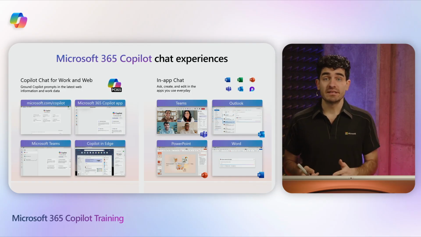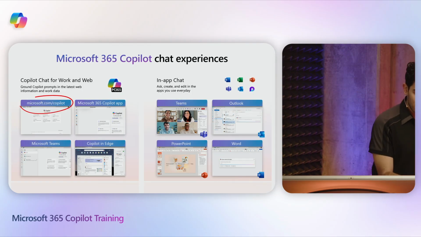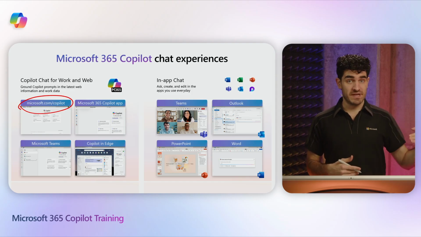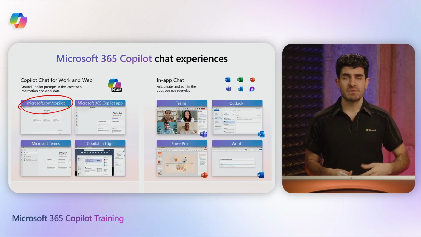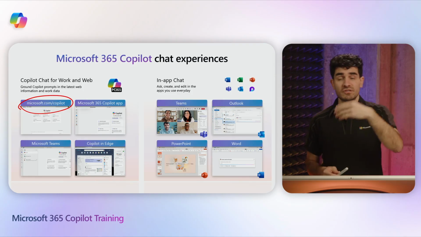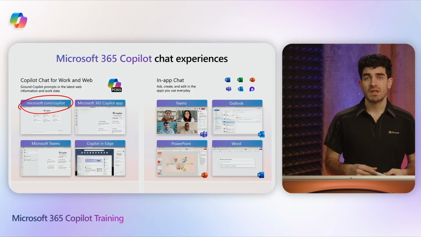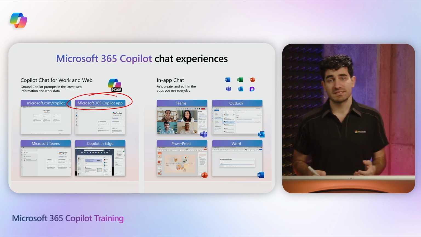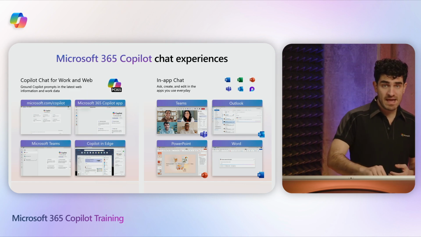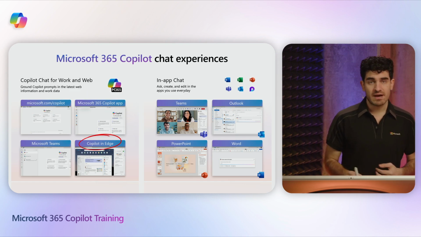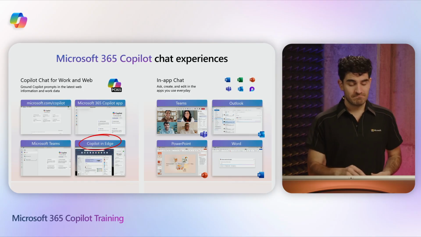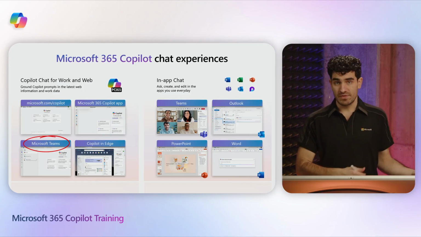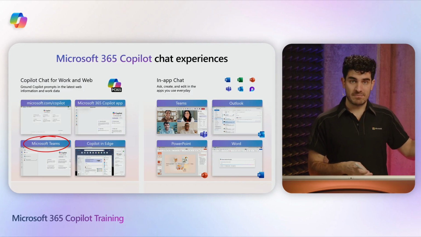To talk to Copilot, you can go to microsoft.com/copilot. This will take you to the web-based interface where you can ask Copilot questions about your organization or knowledge that's on the web and much more. You'll also find this chat interface inside of the Microsoft 365 Copilot app and through the sidebar in our Microsoft Edge browser. Inside of Microsoft Teams, you can chat with Copilot in the Chat tab, just as you would with your colleagues.